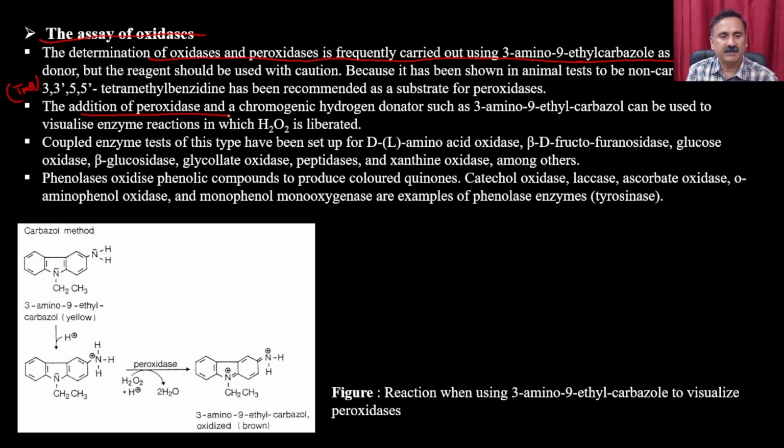And the addition of peroxidase and a chromogenic hydrogen donor such as 3-amino-9-ethylcarbazole can be used to visualize the enzyme reaction in which H2O2 is liberated. So this is the carbazole method, where the carbazole, which is a yellow colored product, gets converted by accepting the hydrogen. When the peroxidases convert the hydrogen peroxide into water, they take up this molecule, and that's how it converts a yellow colored carbazole into a brown colored carbazole, and this brown colored carbazole can be visualized.